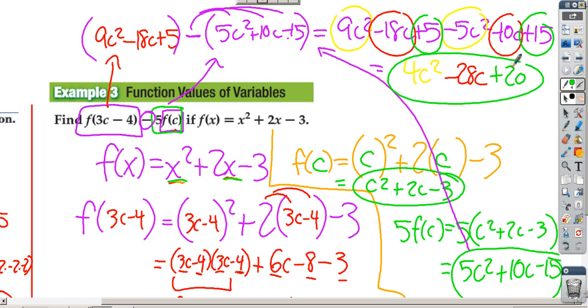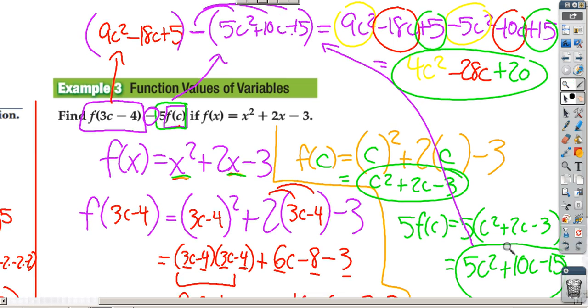That was quite a bit of work, but just to recap what we did, the main steps here are to calculate this thing and this thing individually by plugging in what's in the parentheses for x right here. And then you simplify it at the end by subtracting those two things.